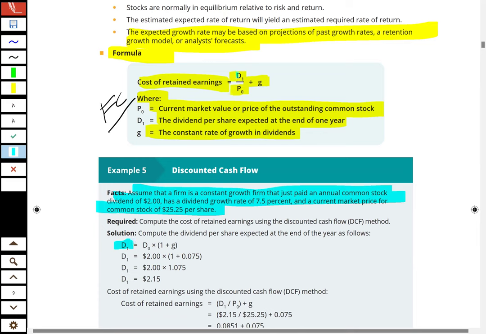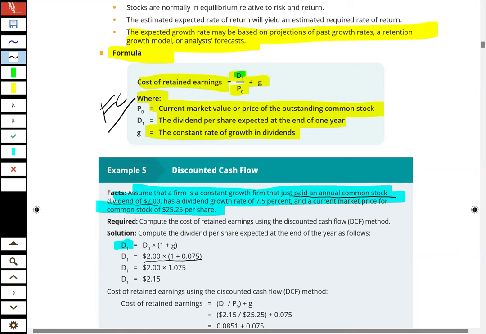Okay, here we sort of say, well, here's D1. But notice they gave us what? They gave us the dividend paid annually on the common stock, and it just paid a dividend of $2. Well, to get what we believe the dividend will be by the end of the year, we're going to have to take that dividend, that D naught I should say, and to turn it into D1, you'd have to multiply it times one plus the growth rate.